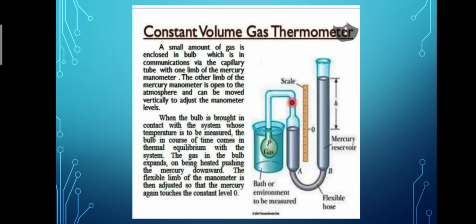When the bulb is brought in contact with the system whose temperature is to be measured, the bulb in course of time comes in thermal equilibrium with the system. The gas in the bulb expands on being heated, pushing the mercury downward. The flexible limb of the manometer is then adjusted so that the mercury again touches the constant level 0.